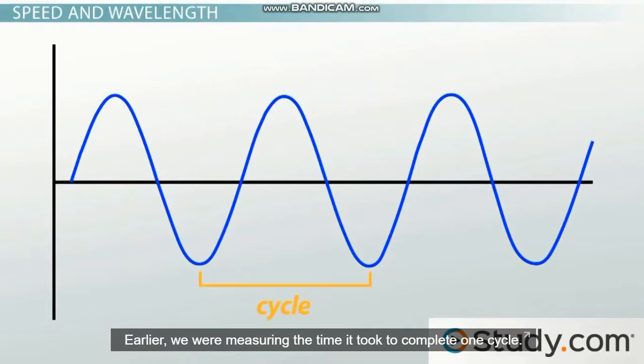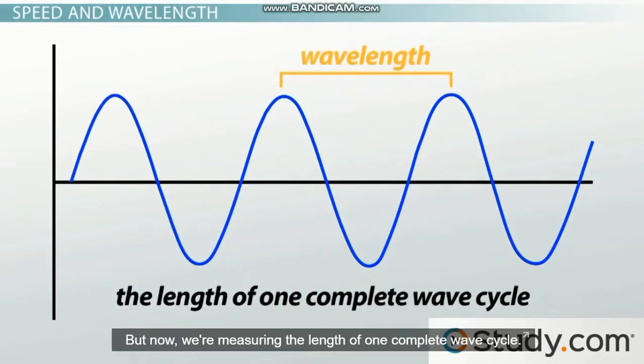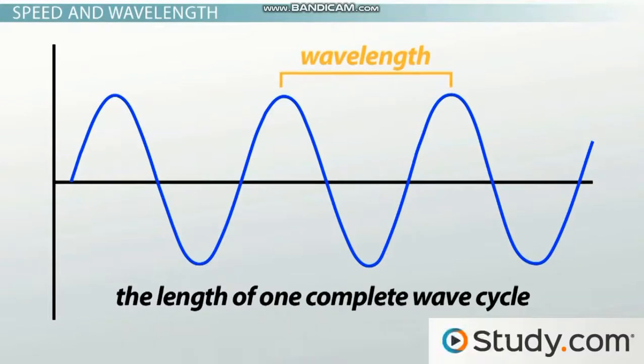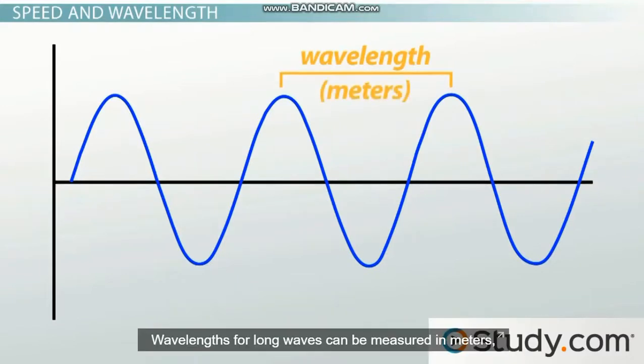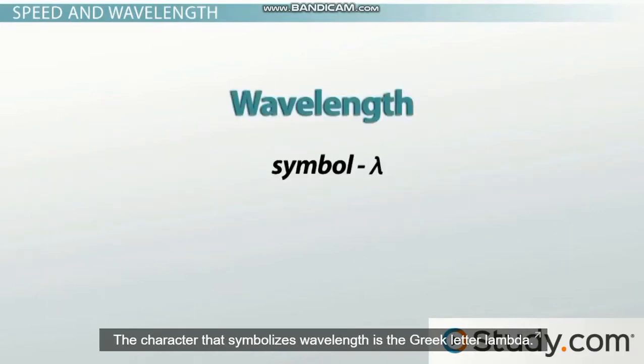Earlier, we were measuring the time it took to complete one cycle, but now we're measuring the length of one complete wave cycle. Wavelengths for long waves can be measured in meters, but we use nanometers to measure the length of shorter waves. The character that symbolizes wavelength is the Greek letter lambda.